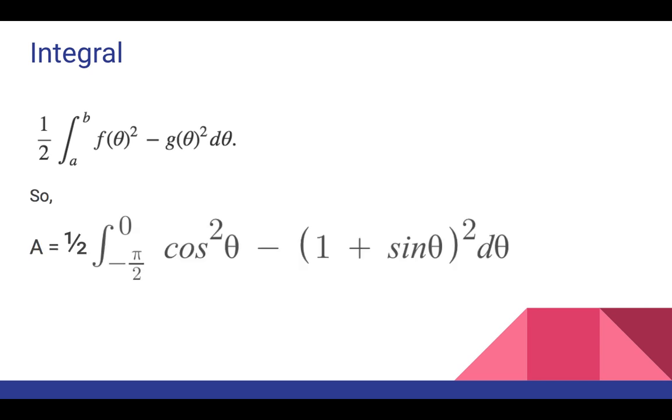Now we are able to set up our integral. Remember, the area is equal to 1/2 the integral from a to b, f of theta squared minus g of theta squared d theta. So in our case, area equals 1/2 the integral from negative pi halves to 0 of cosine squared theta minus 1 plus sine theta squared d theta.